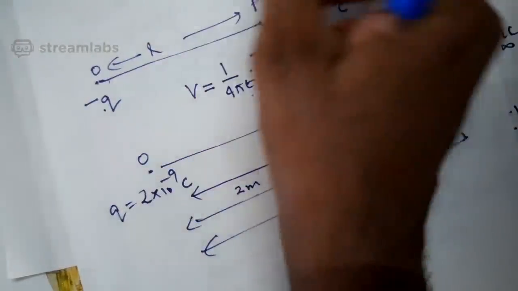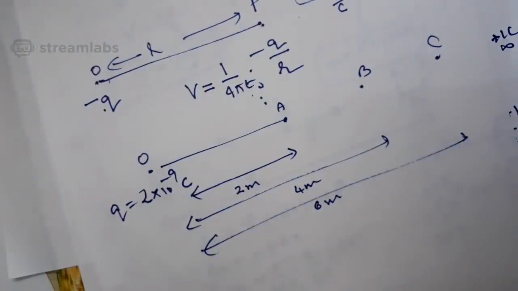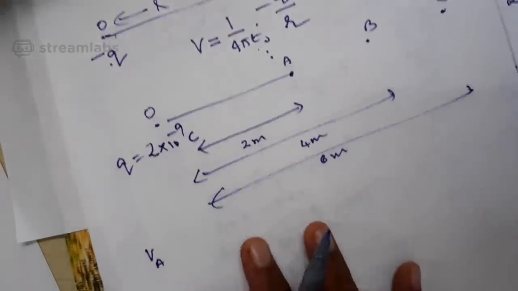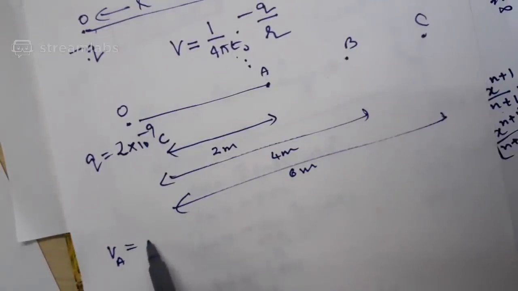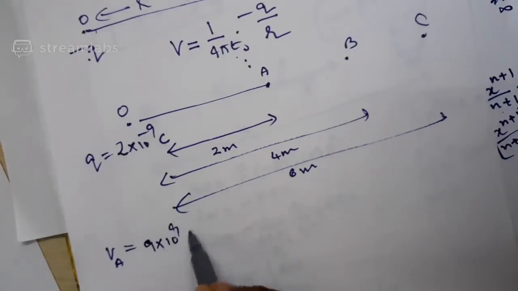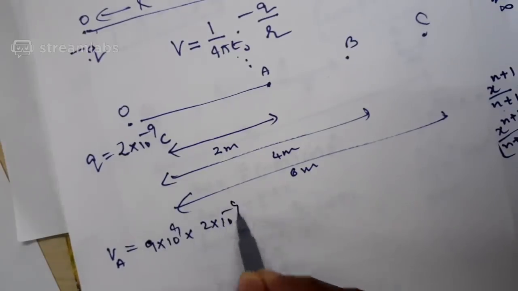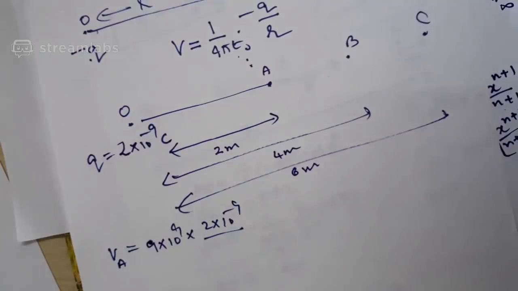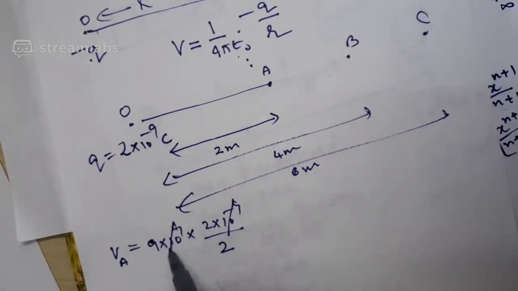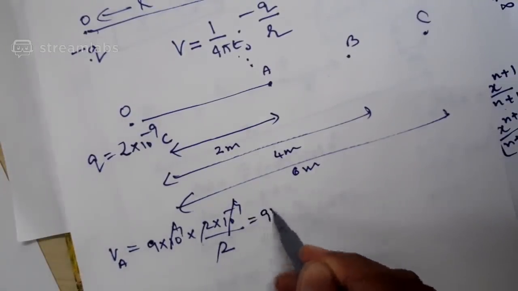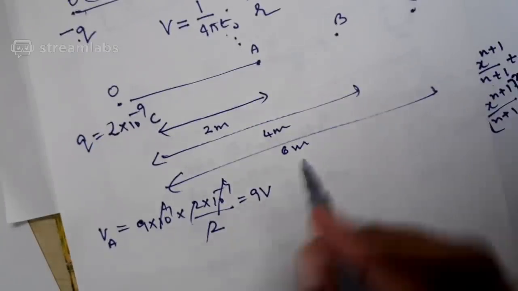I should go for this formula, right? Potential at A. I am calculating potential at A. 1 by 4 pi epsilon naught, 9 into 10 to the power 9. Q is 2 into 10 to the power minus 9, right? Divided by R, 2 meter, right? This will get cancelled. 2 will get cancelled. How much you get? 9 volt. Volt is unit of potential.